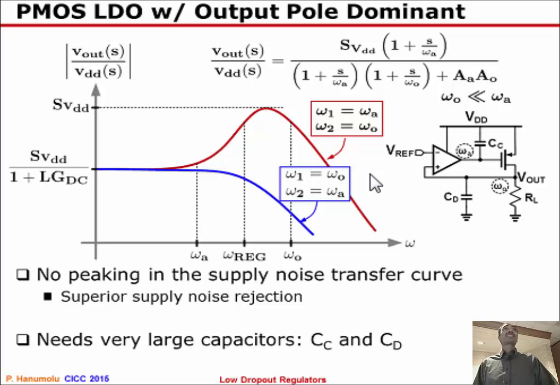As a result, your power supply rejection doesn't actually get worse beyond the first pole frequency, as long as the first pole frequency happens to be the output pole. The penalty, the problem of doing this in an integrated LDO, is that you will need nanofarads of capacitance to achieve compensation in this manner.